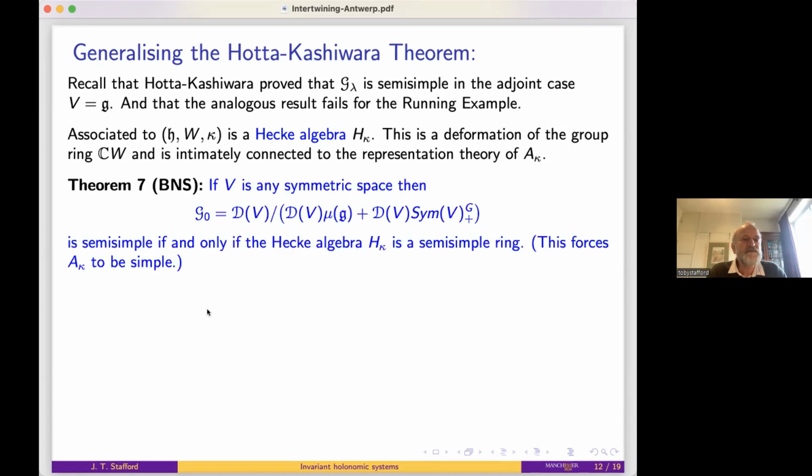And again, the theorem is then easy to state. This is the theorem with Bellamy and Nevins. Suppose I have a symmetric space. Then let's just think about G0. G0 is semi-simple precisely when the Hecke algebra itself is a semi-simple algebra. And I don't need to worry about whether A kappa is simple in this situation, because if the Hecke algebra is semi-simple, it turns out so is the ring A kappa.